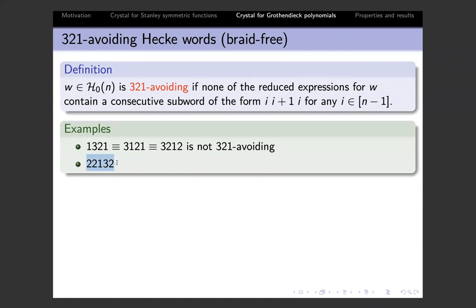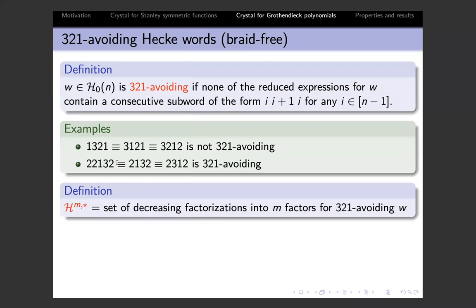On the other hand, if I look at this particular word, then this is congruent to 2-1-3-2, which is also congruent to 2-3-1-2 by interchanging the 1 and the 3 because they commute. And those are actually both reduced words for this particular element. And there are no braids, so this one would be 3-to-1 avoiding.